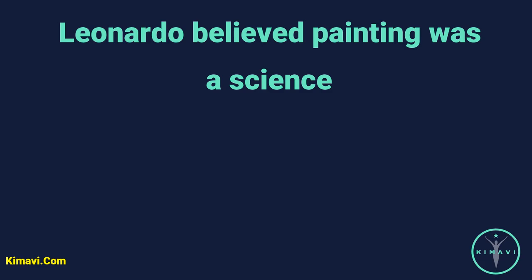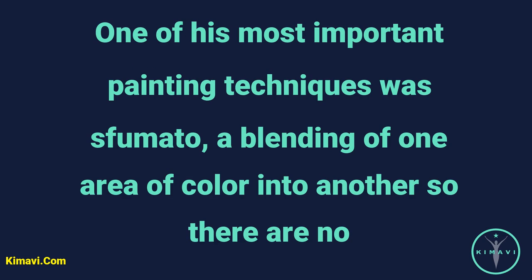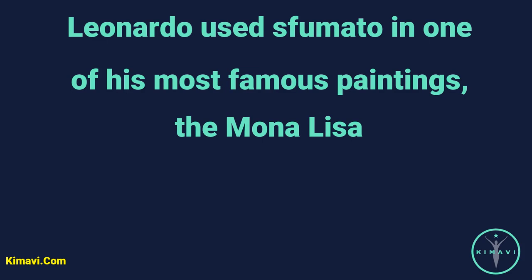Leonardo believed painting was a science. He applied scientific thinking in his art so that his paintings looked more like the real world. One of his most important painting techniques was sfumato, a blending of one area of color into another so there are no sharp outlines. Leonardo used sfumato in one of his most famous paintings, the Mona Lisa.